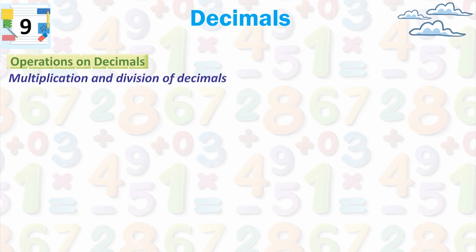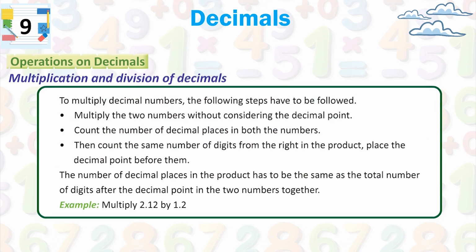Multiplication and division of decimals. To multiply decimal numbers, the following steps have to be followed. Multiply the two numbers without considering the decimal point. Count the number of decimal places in both the numbers. Then, count the same number of digits from the right in the product. Place the decimal point before them. The number of decimal places in the product has to be the same as the total number of digits after the decimal point in the two numbers together.